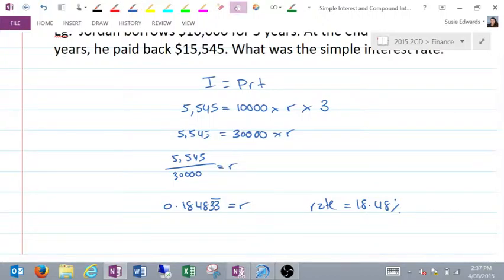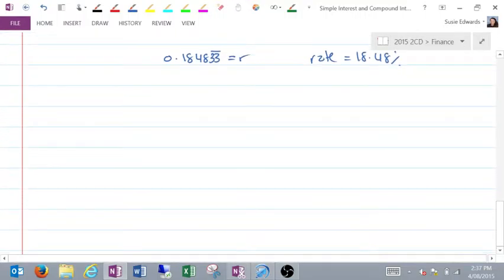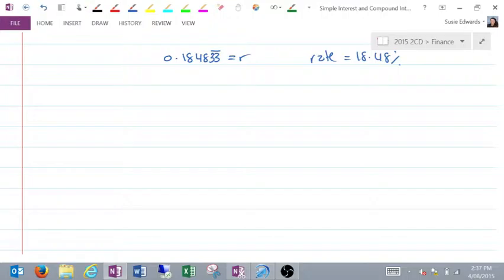All right. Okay. Banks, though, don't use simple interest. What sort of interest do they use? Compound interest. So now we've got to look at compound interest.